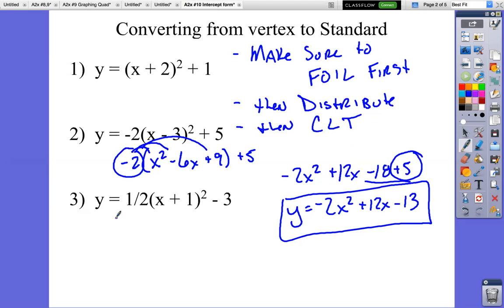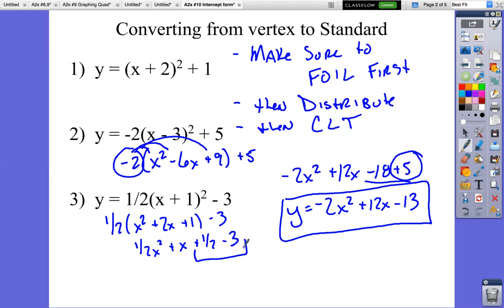All right. So again, we've got 1/2 x squared. 2 times 1 times x is 2x. 1 squared is 1 minus 3. So distribute. So 1/2 x squared plus x plus 1/2 minus 3. Again, combine your like terms. If I already have a fraction, I could either change that to a decimal or just make this a fraction. By the way, I'd rather deal with fractions. 1/2 minus 3, get a common denominator, so that's 6/2. 1/2 minus 6/2 is minus 5/2. Questions?